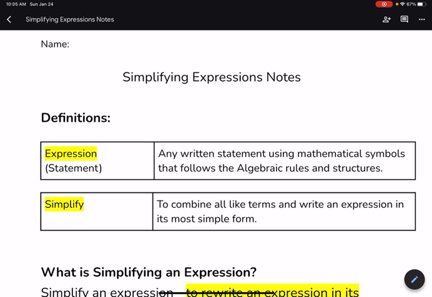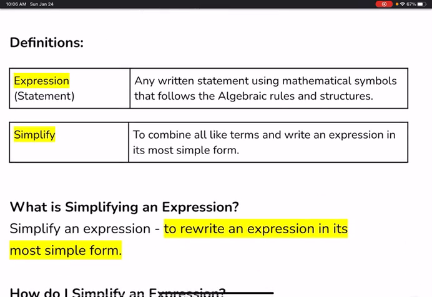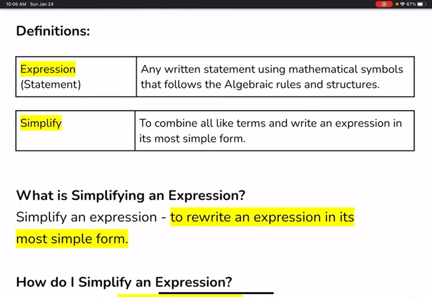Let's begin by looking at two important definitions. What is simplifying? What is an expression? Well, an expression is any written statement using mathematical symbols that follows the algebraic rules and structures. So we can call this an expression or a statement when we are writing in math. Simplify means to combine all like terms and write an expression in its most simple form. So simplifying an expression means to rewrite an expression in its most simple form.